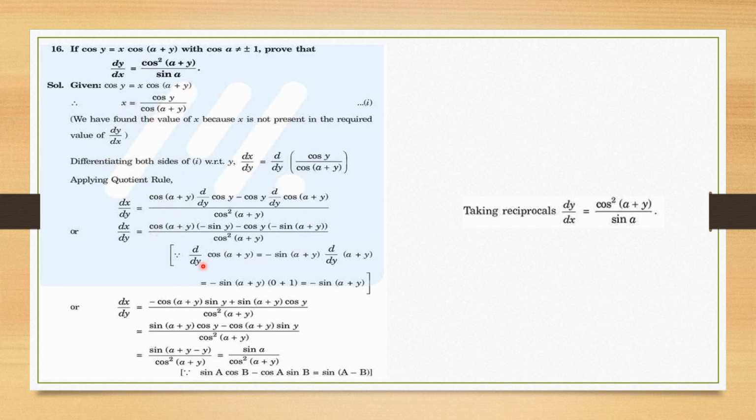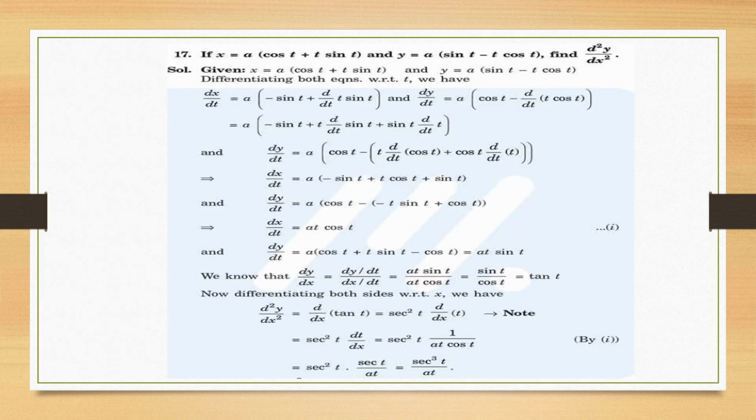It's not a very difficult question. You are well familiar with the quotient rule. So after applying the quotient rule, you will find that this reduces to sin a upon cos square (a plus y). Now you know that I don't want dx/dy. As you know, this function is x equal to something, x is a function of y, so I have to take the derivative with respect to y. So dx/dy I will be getting, and to find dy/dx, I'll take the reciprocal of the result.